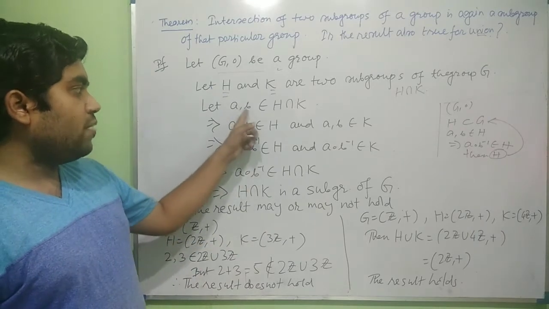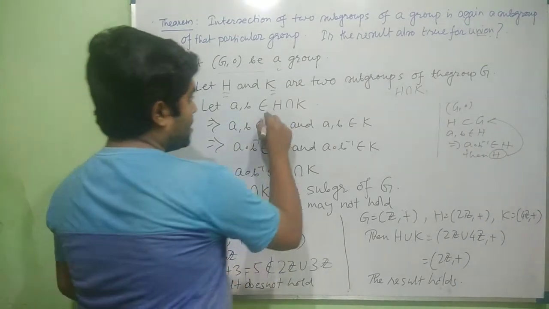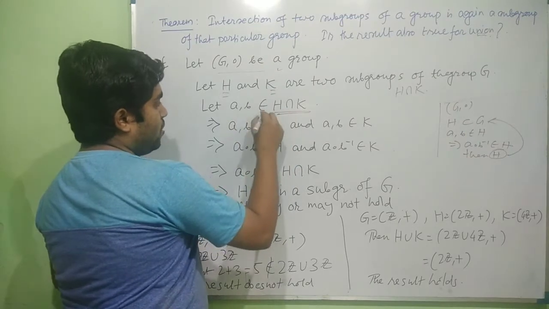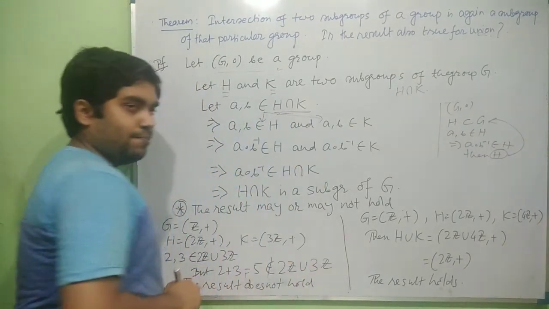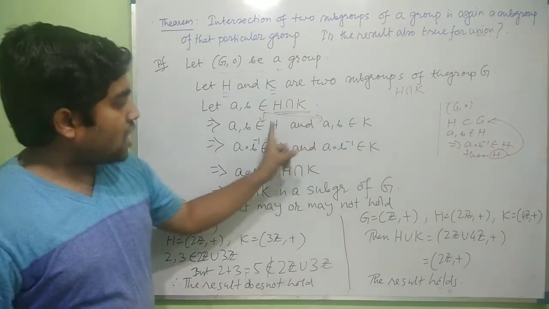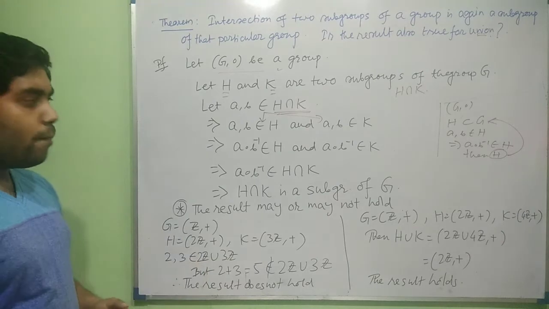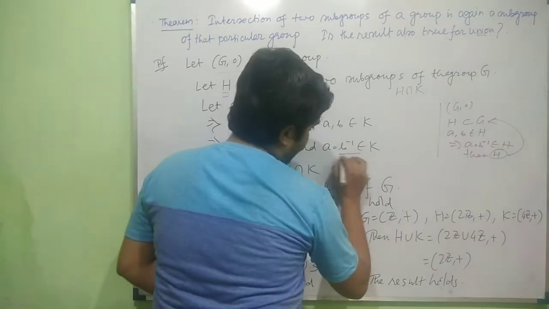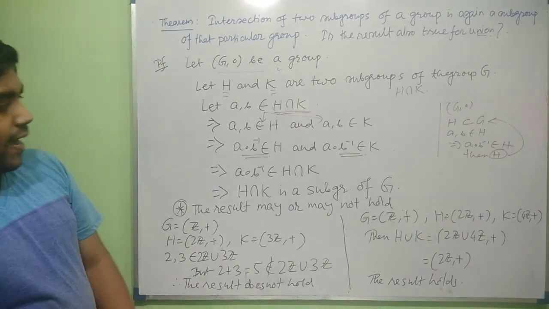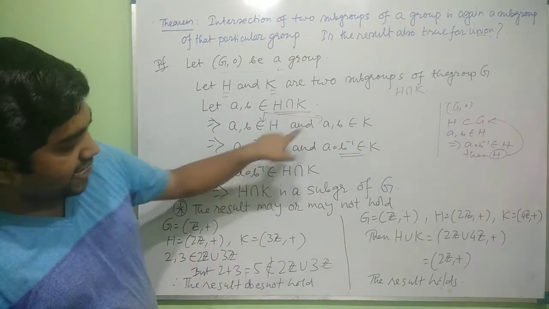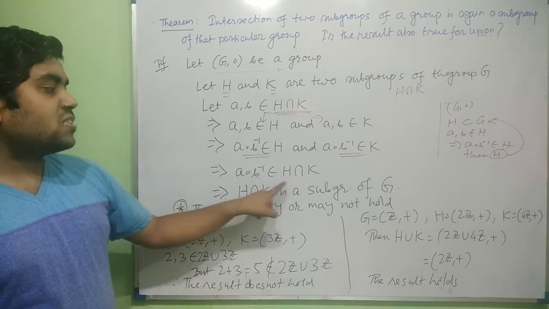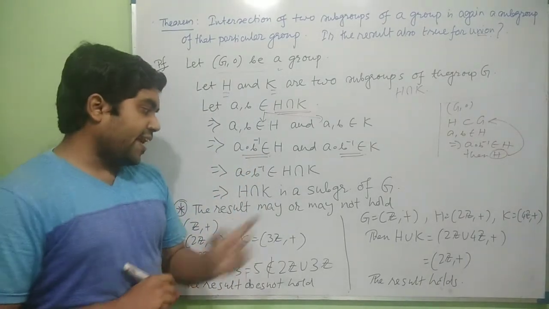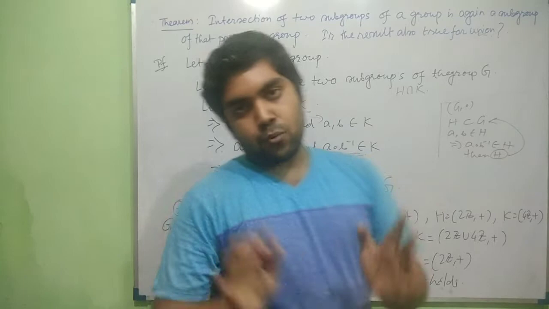For that, we consider two elements a and b from H intersection K. Since a and b both are in the intersection of H and K, this must imply that a and b are in H, and also in K. We all know that H and K are subgroups of the group G. So from the necessary and sufficient condition, we can conclude a * b inverse belongs to H and a * b inverse belongs to K. From that, we can see that this element is in H as well as in K. So a * b inverse is also in H intersection K. Therefore, from the necessary and sufficient condition, it is clear that H intersection K is a subgroup of the group G.